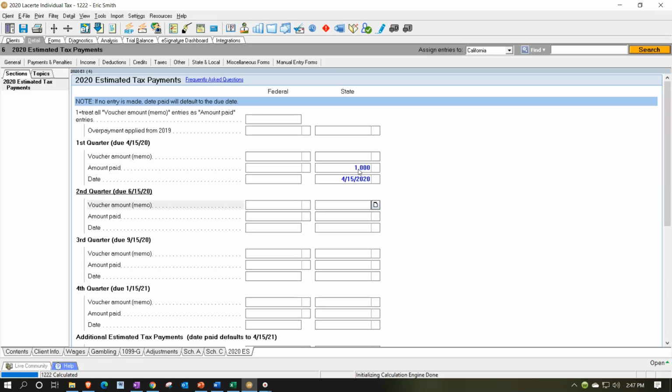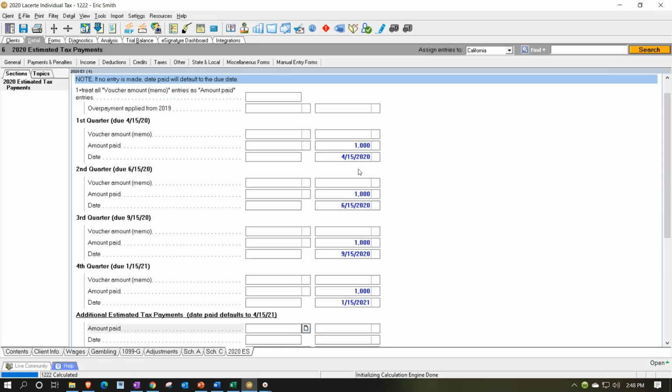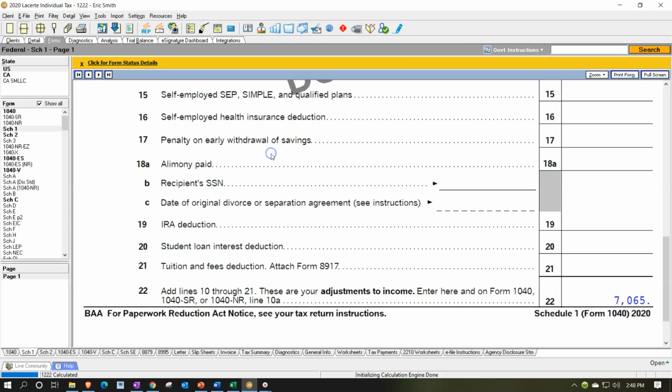So they paid it in 2020, 1,000 for quarter 2, and this was paid on 06/15/20. Amount 1,000. This I'm not going to populate. And then 1,000 for quarter 3, and this was paid on 09/15/20. And then 1,000 for quarter 4, paid on 01/15/21. And let's go ahead and check that out. So if I pull this over then, 4,000 paid to the state in total.